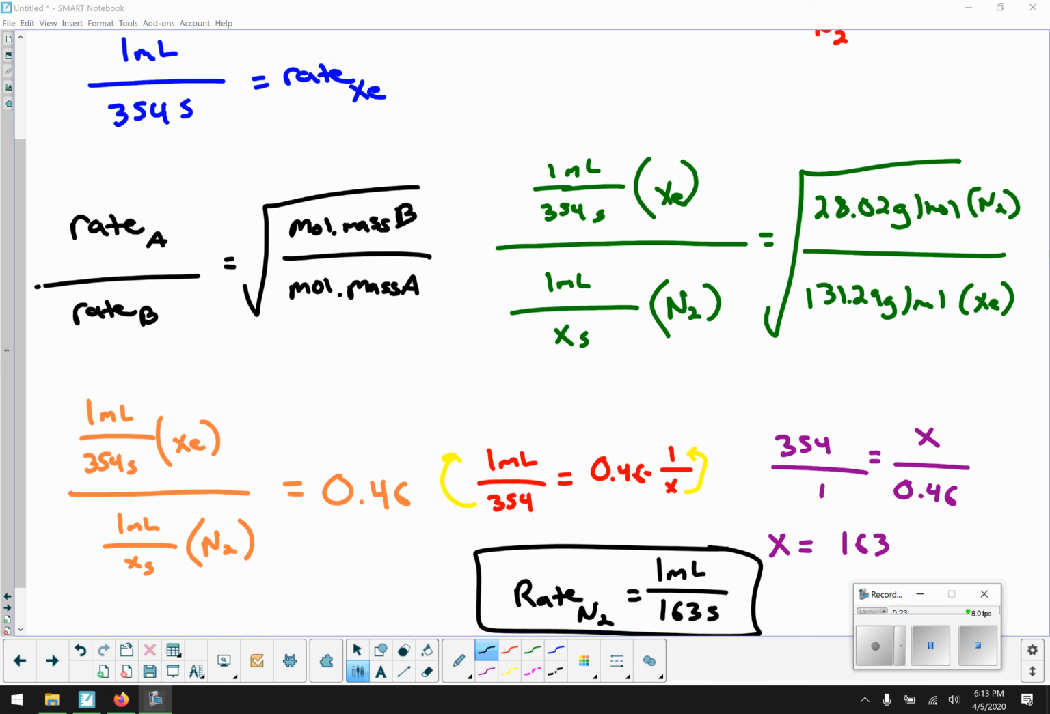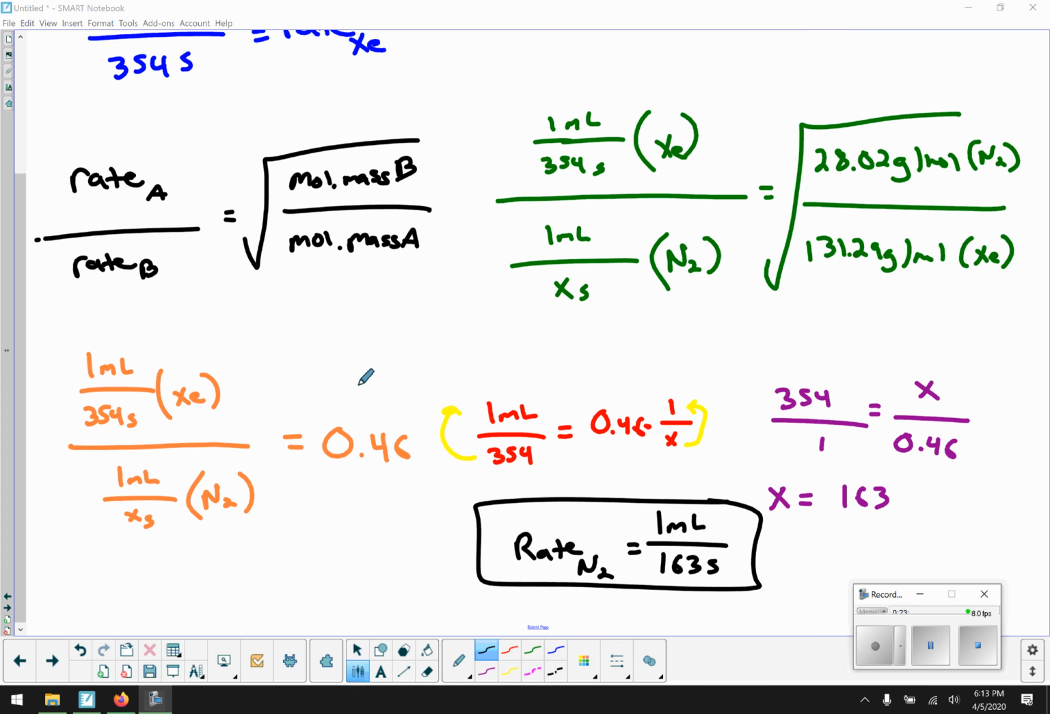You can just plug it into the calculator and solve for it, and you get 0.46. So the square root of 28.02 divided by 131.29 is 0.46. So all I did was solve for it and then set the rates equal to 0.46. So 1 milliliter over 354, divided by 1 milliliter over X, equals 0.46. And then I started to get X by itself.